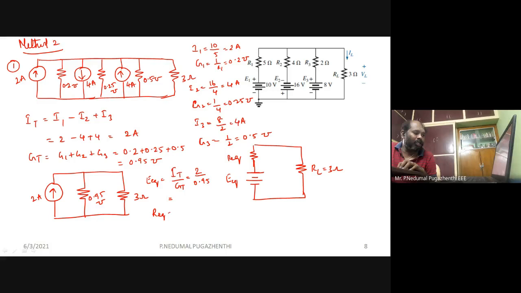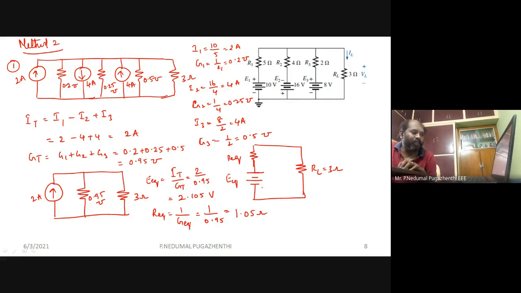And what is R equivalent? R equivalent is equal to 1 by G equivalent, which is equal to 1 divided by 0.95. Also tell me that value. Please use your calculators. Yes, it is 2.105. Thank you very much, Clarice Felina and Jennifer Nisha. It is 2.105 volts. And tell me what is R equivalent also. 1 divided by 0.95. Yes, it is going to be 1.05 ohms.